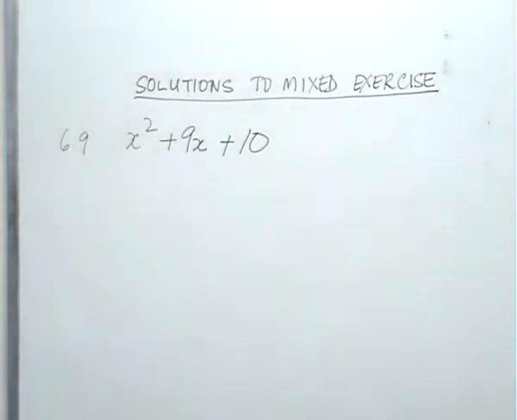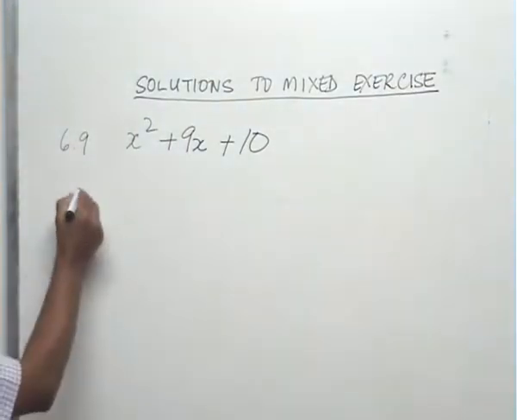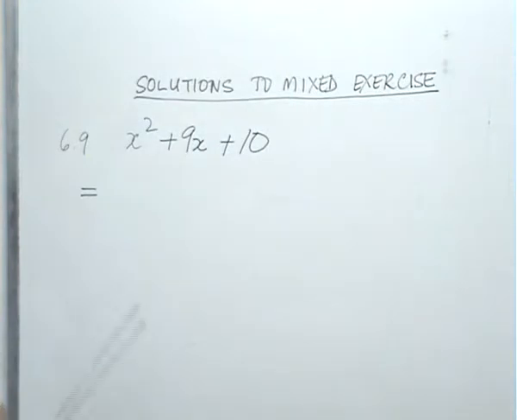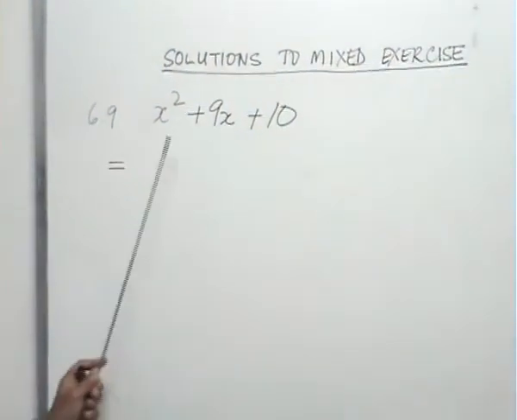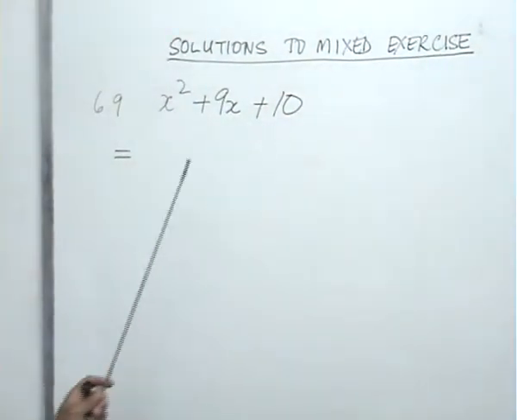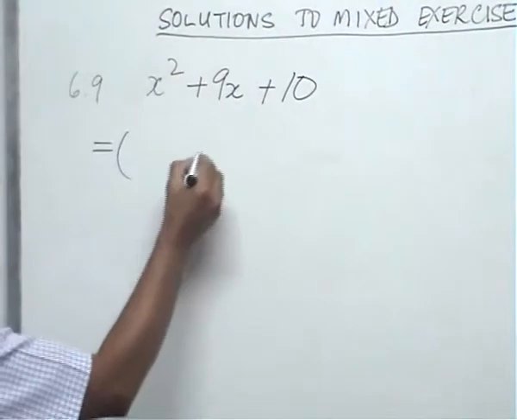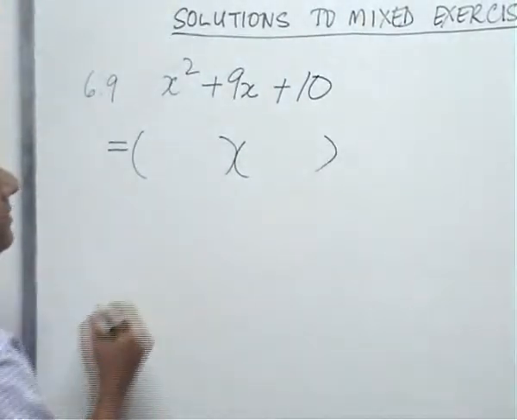Alright, we're going to do the answer for 6.9 now. What I'm going to do is write the answer just below it. So I'm going to write it here. I look at the example. There is no common factor. It is a quadratic trinomial, so I will have to factorize it. I know there are going to be 2 brackets in the end.